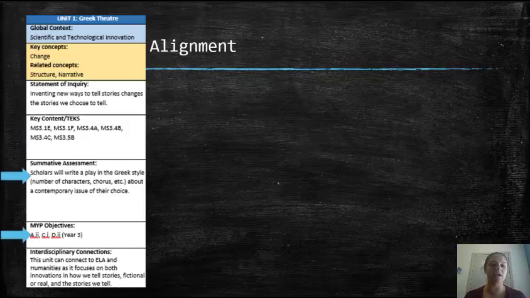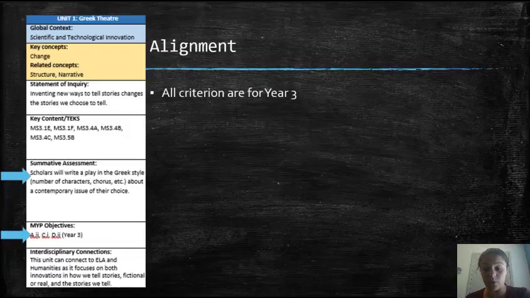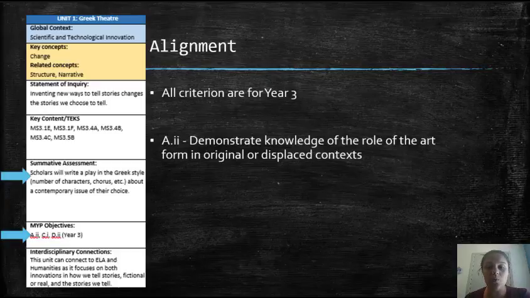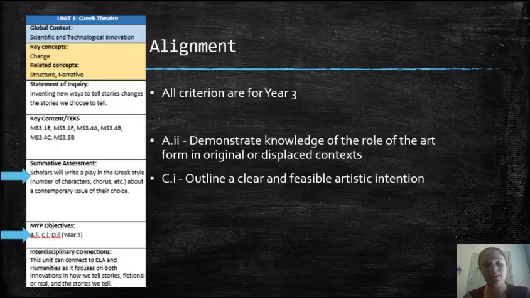Now, if we're looking at how the summative assessment aligns to the objectives, all these criteria are for year 3, which in IB language means 8th grade. So A1, that they can demonstrate the knowledge of the role of the art form in original or displaced context. They're actually doing both in this unit because they have to understand how Greek theater functioned in ancient Greek society, and then they're going to take some of those qualities and move them forward in time for a play for today. They have to outline a clear and feasible artistic intention.